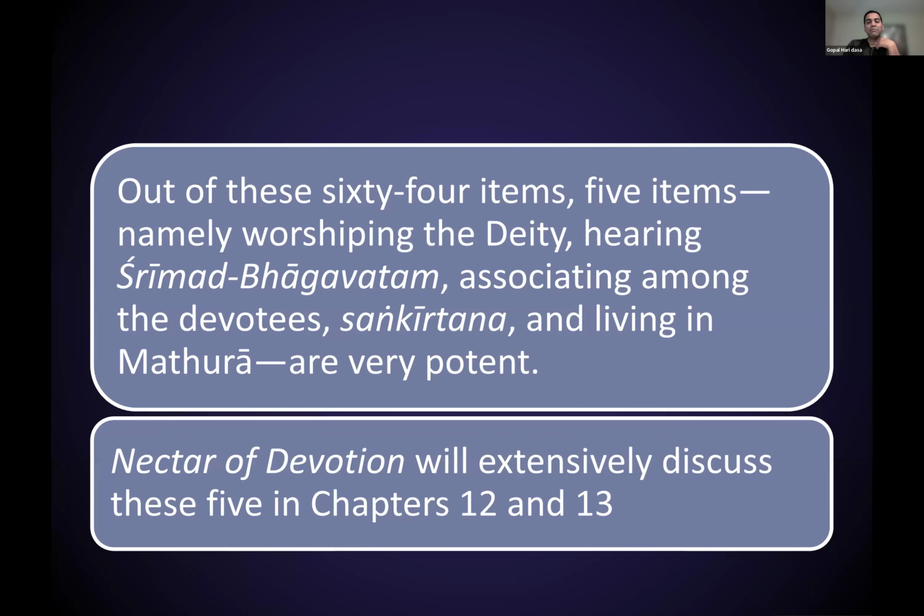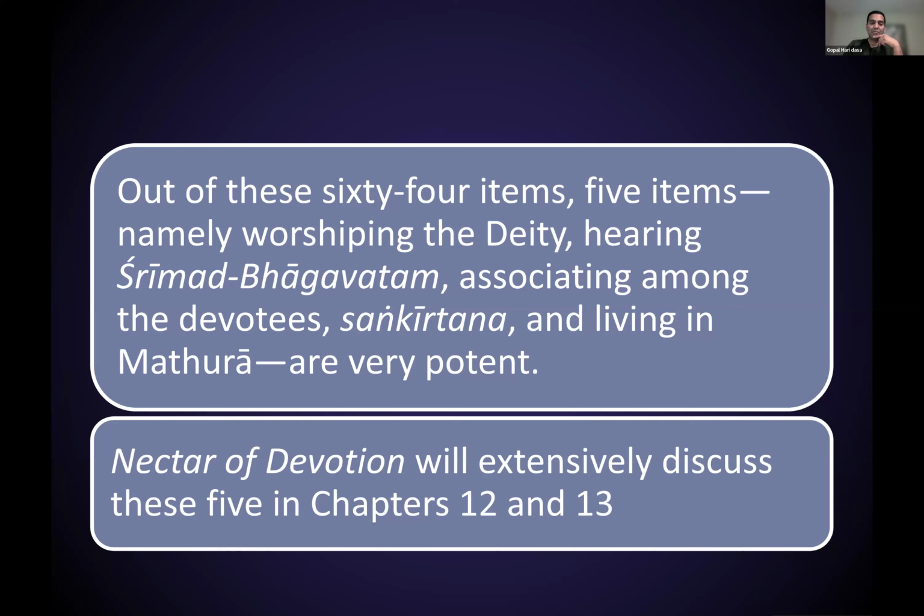Out of these 64 items, five items, namely worshiping the deity, hearing Srimad Bhagavatam, associating with devotees, Sankirtan, and living in Mathura, are very potent. So we'll come to this. Worshiping the deity, hearing Srimad Bhagavatam, associating with devotees, chanting the holy name, and living in the Dham are the five most potent items of devotional service. And these will be discussed extensively in chapters 12 and 13. So we're getting to that.